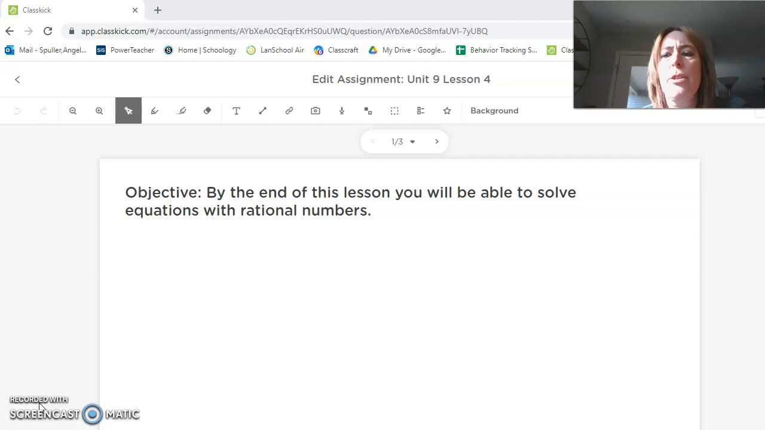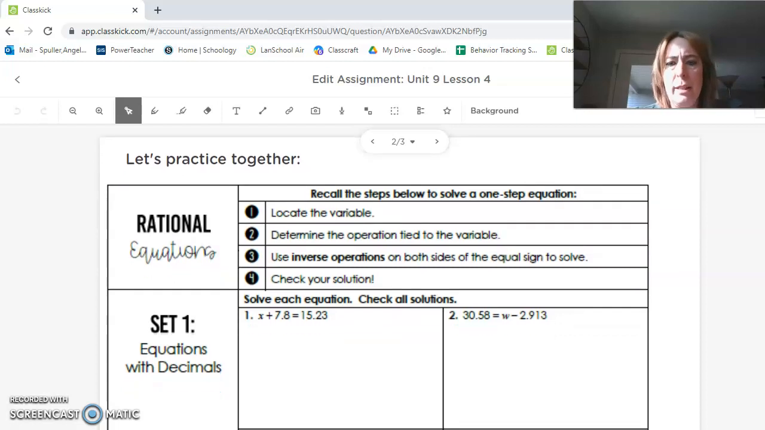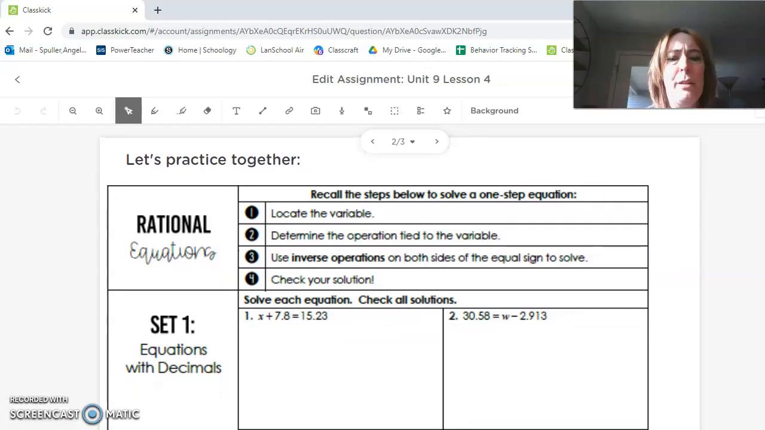By the end of this lesson, you'll be able to solve equations with rational numbers. All right, so let's practice. Same thing as before. You're locating the variable, determining the operation tied to the variable, using inverse operation on both sides of the equal sign to solve, and then checking your work.